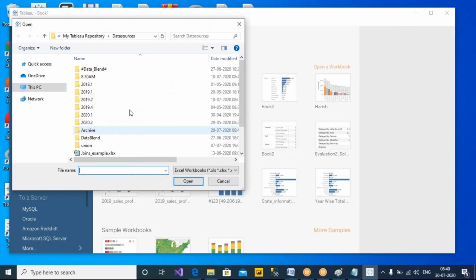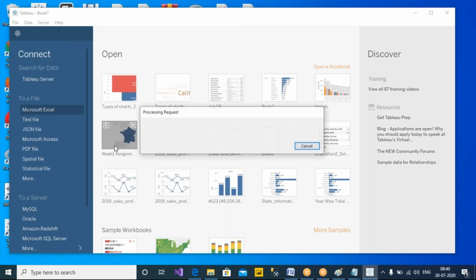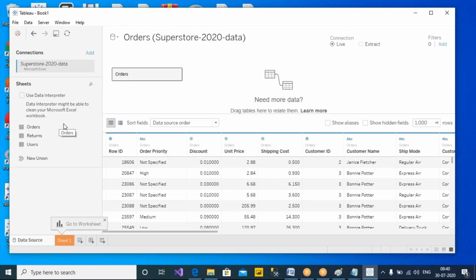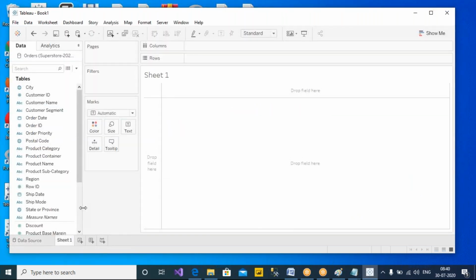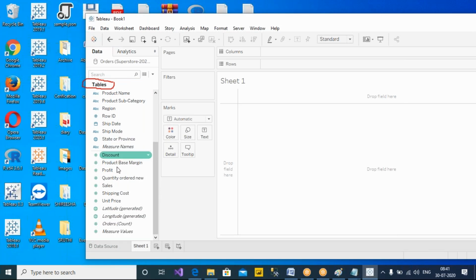Let's connect to the file. It's connecting to the same Superstore data. All right, so let's go to Sheet 1, and you will see that there are no names such as dimensions and measures here, isn't it? You only see tables, and you see that a line is separated.